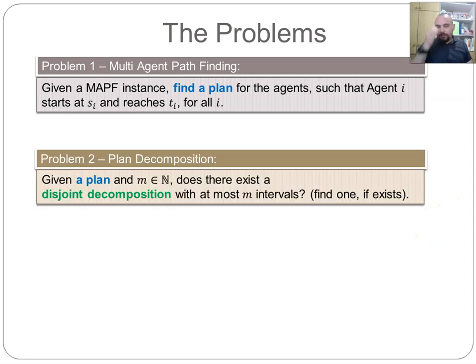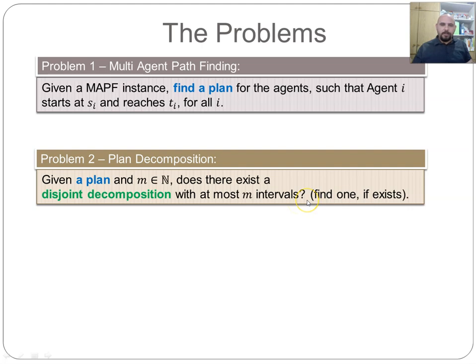Given a plan, the first problem that comes to mind is plan decomposition. So we're given a plan and some parameter m, which represents the number of segments we're allowed to give, the number of frames. And we ask, is there a disjoint decomposition of this plan that has at most m intervals? And if there is, we want to find one.